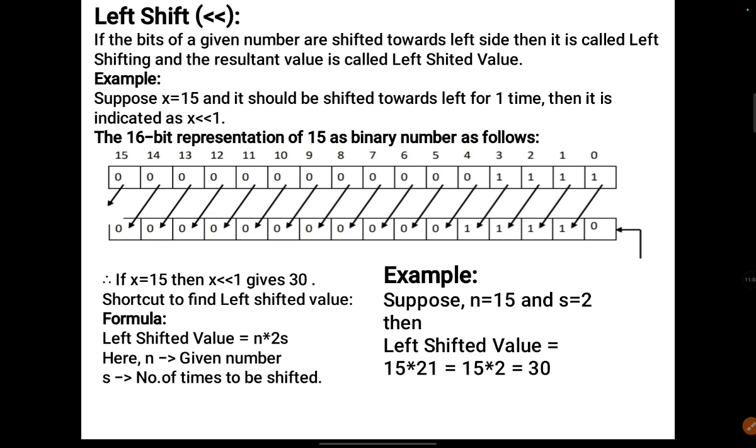Shortcut to find the left shifted value. Formula: left shifted value is equals to n into 2^s. Here n is the given number, s is the number of times to be shifted. Example, n is equals to 15 and s is equals to 1. Left shifted value is 15 into 2^1, that is 15 into 2, that is equals to 30.